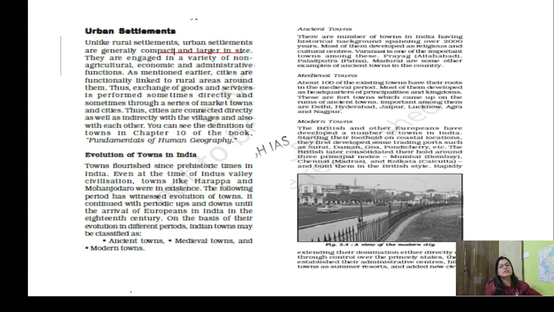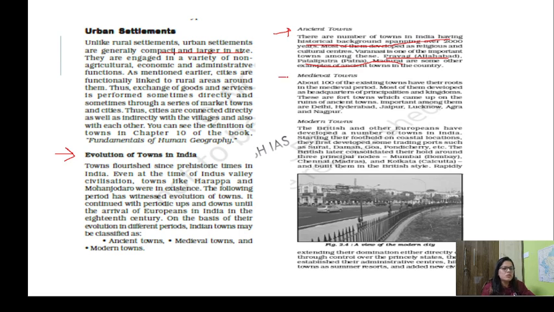How did towns evolve in India? As you know, the book is more related to India. So earlier there were ancient towns. You know this thing, ancient towns in India having historical background of over 2000 years. Okay, like Prayagraj, Allahabad, Patliputra, Patna, Madurai.